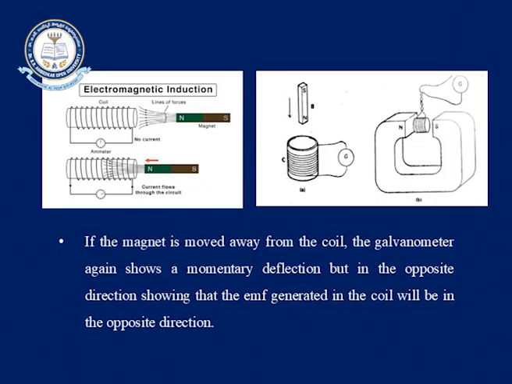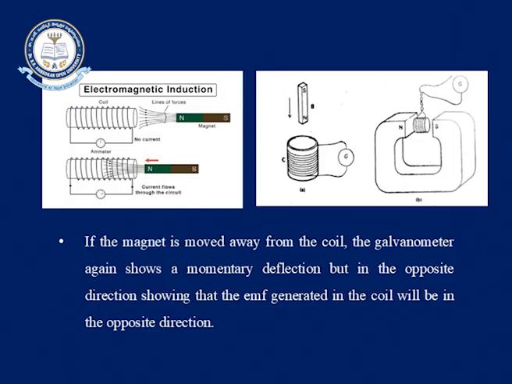The second case is I am bringing the magnet near to the coil. If the magnet is brought near to the coil, some deflection takes place in the galvanometer. The third case is I am moving the magnet away from the coil. At that time the deflection takes place in the opposite direction. That is represented in figure number 2. What is figure number 1?